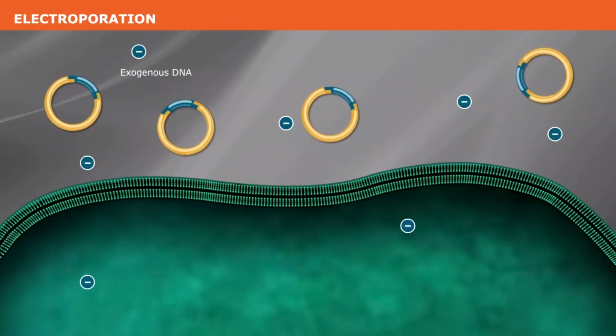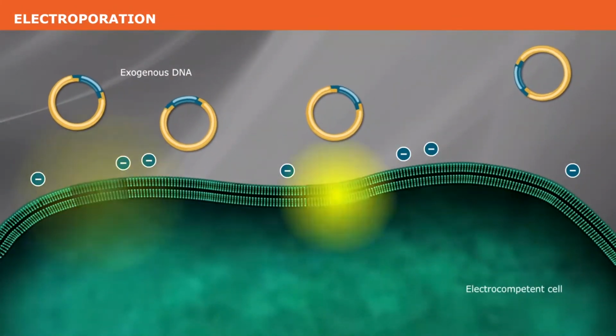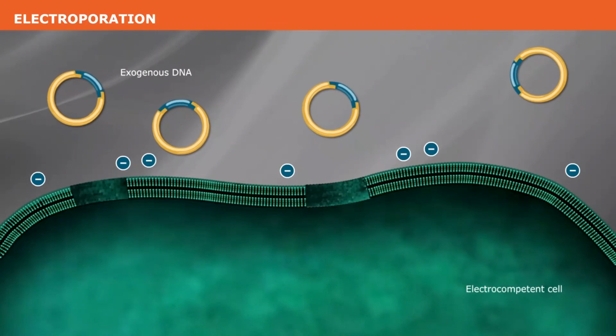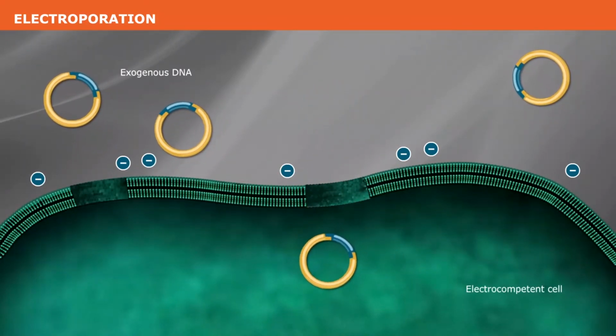Electroporation involves the application of an electrical field to the competent cells in suspension, thereby introducing holes in the cell's perimeter. The newly compromised cell wall allows exogenous DNA to pass into the cytosol of the bacterium.